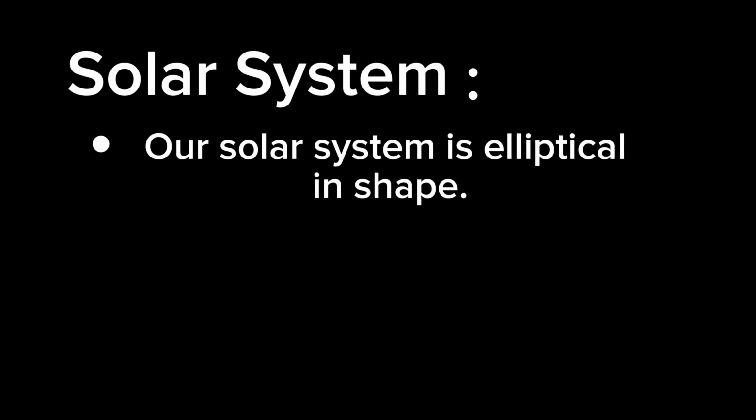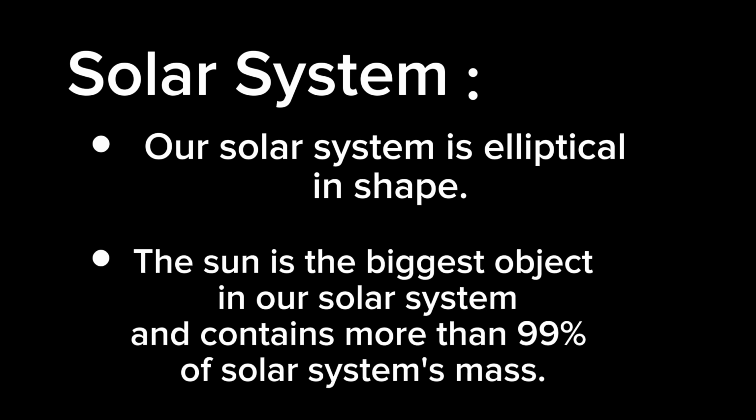Our solar system is elliptical in shape, which means that it is shaped like an egg. The Sun is the biggest object in our solar system and contains more than 99% of the solar system's mass. It means that 99% of the solar system's mass consists of only the Sun, and it is the biggest object in our solar system.